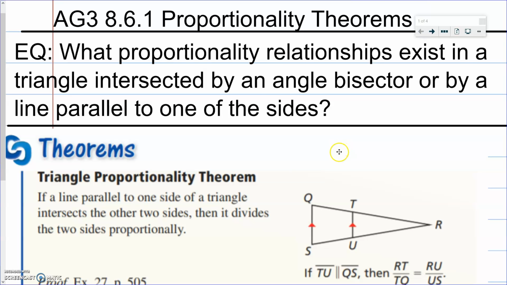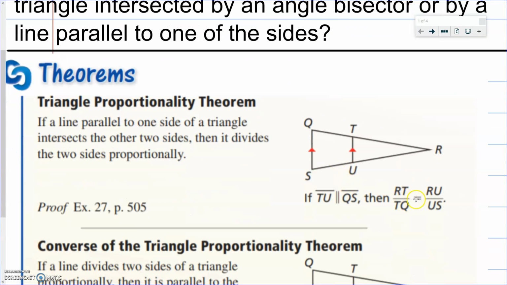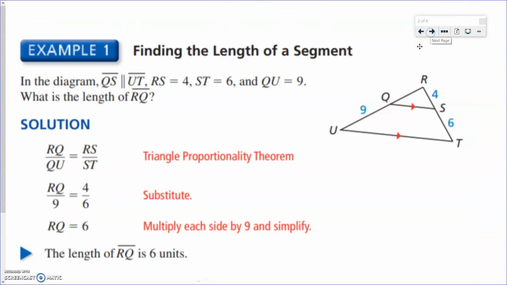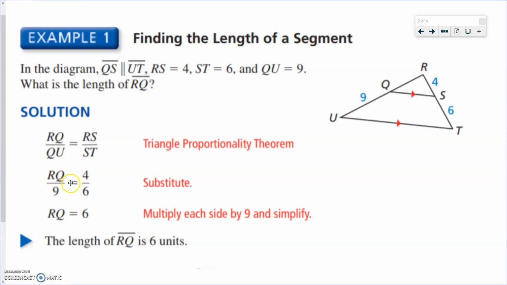We can use the first part right here, and we can set up these two ratios. From the point down to our first segment, we can write them over each other's proportions. So we're starting at the point. RQ over QU is equal to RS over ST. Now we fill in the numbers. We've got RQ over 9, and we don't know RQ, so we leave it. And then we've got 4 over 6. Now what I would do here is instead of writing RQ, I would write x over 9, because that's an unknown, equals 4 over 6.